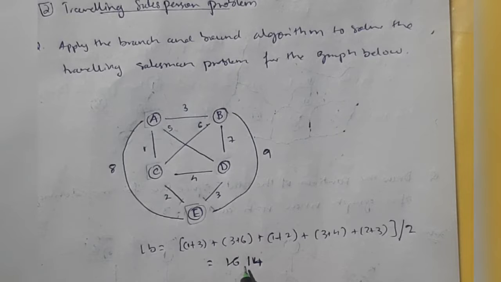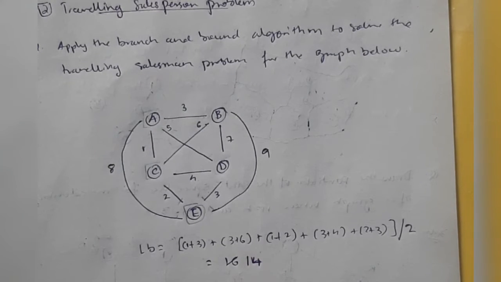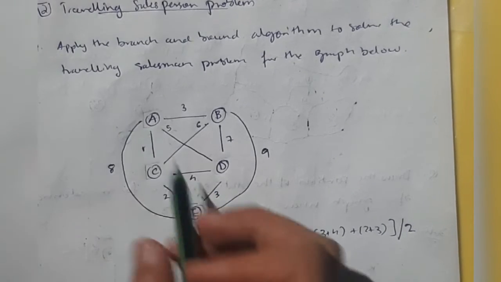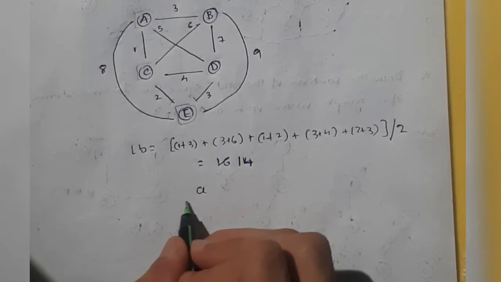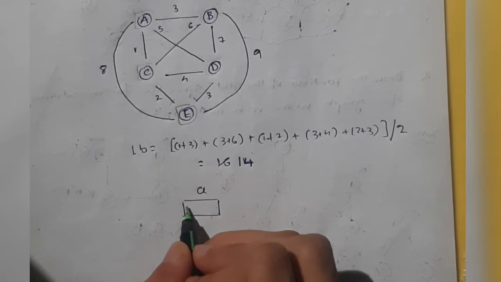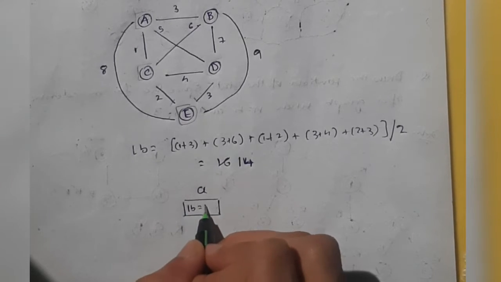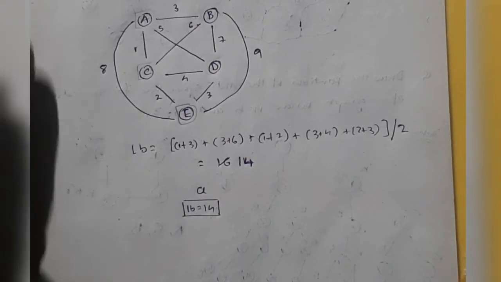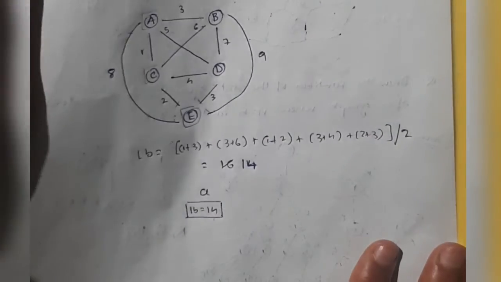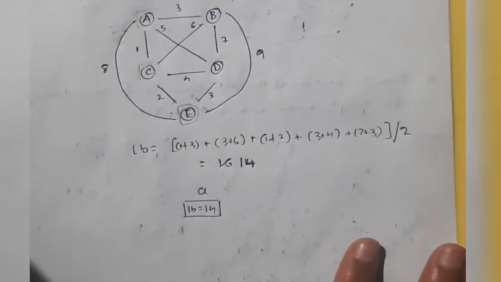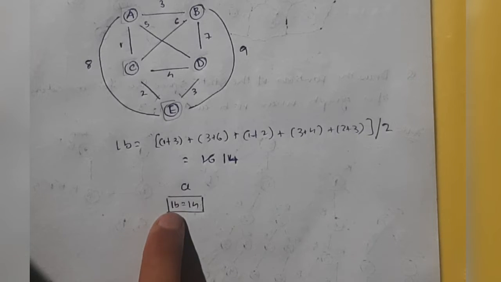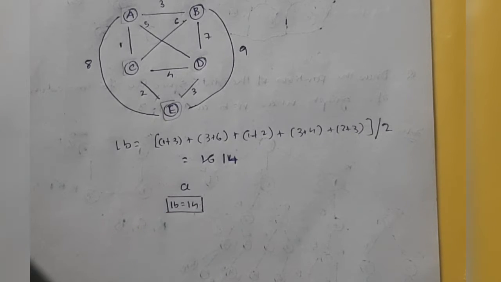Now this is the first step which we have to do, finding LB. Okay, so since we started from the source vertex A, I'll be writing here A, and below that I'll be writing lower bound is equal to 14. Okay, so this is the first step. In the second step, I'll be solving in another paper because there are many calculations needed. So here I'll be just maintaining the state space tree.